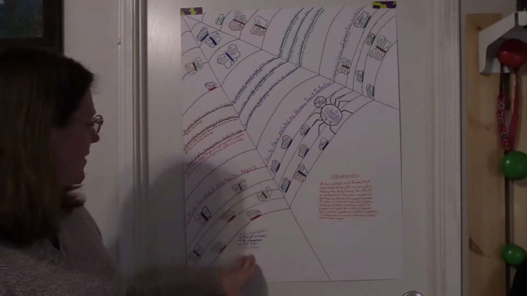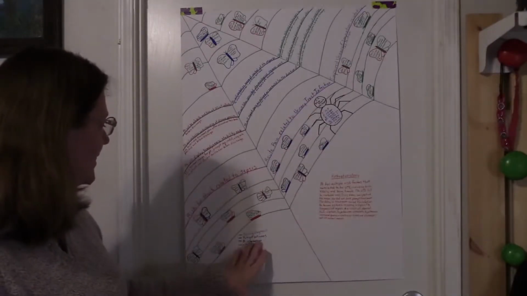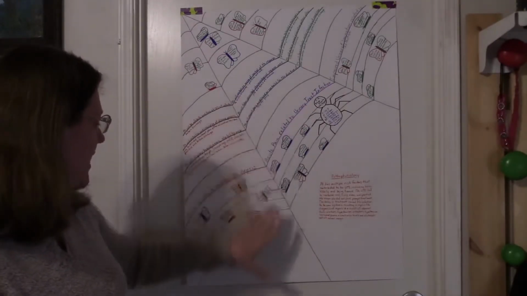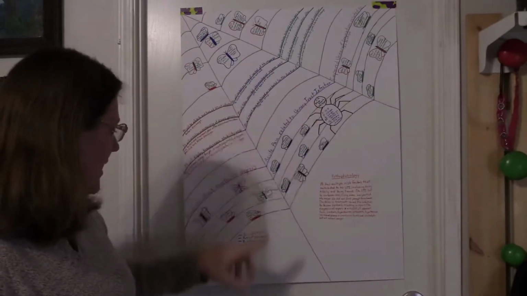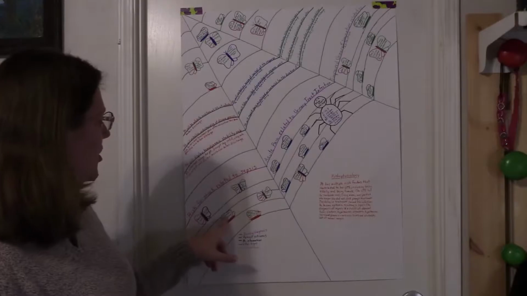Here's my key. Nursing diagnoses are on pink spiderweb lines. Patient outcomes are on green lines. Patient information is in black. Vital signs are in purple. And the interventions are written in green.